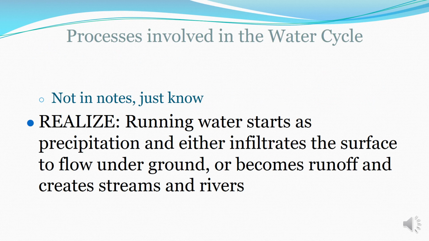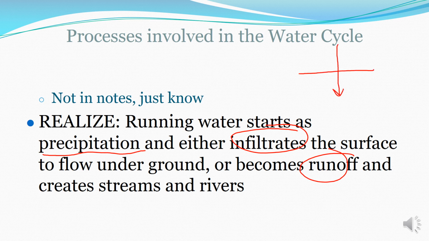So, the processes involved inside the water cycle. Now, I want you to realize running water always starts as precipitation. And it either infiltrates the surface to flow underground or it becomes runoff and creates streams. So it's either going to go in the ground for us to drink, or it's going to run off the mountain and make a lake or a stream or a river.